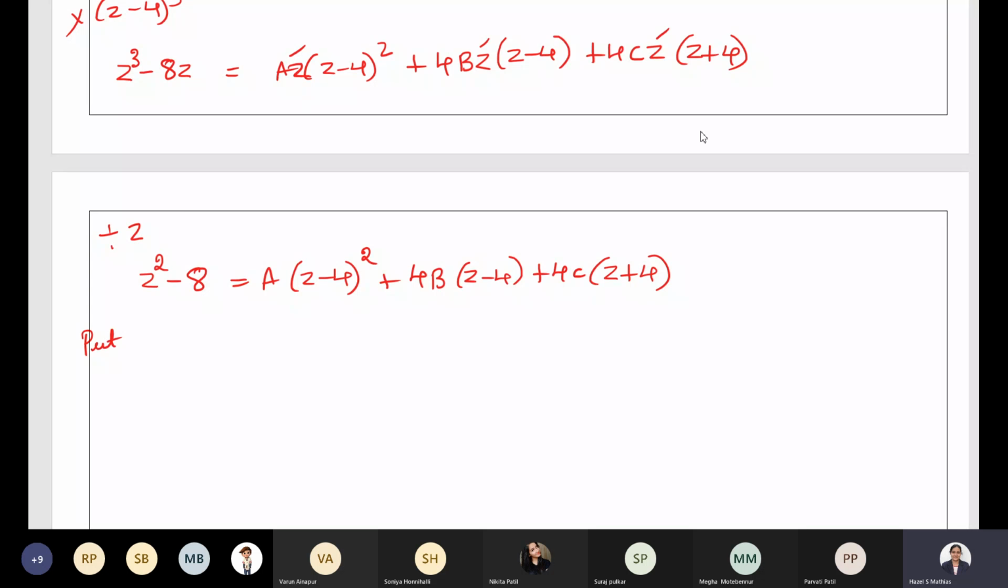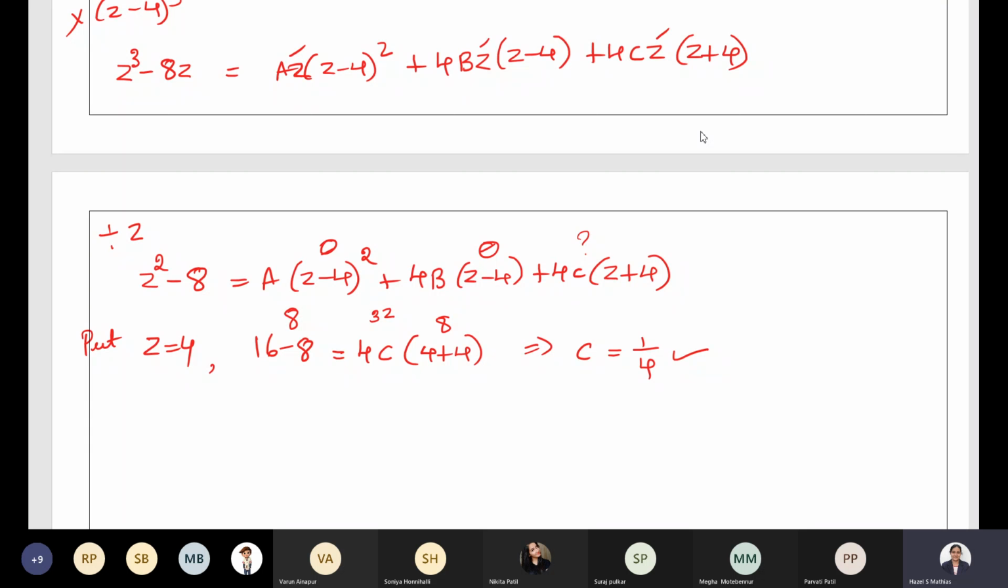So first we shall put z is equal to 4. At that time, this term and this term get cancelled. We will get the value of c. So put z equal to 4. 4 square is 16. 16 minus 8 is equal to, a will become 0, this coefficient of b also will become 0. Here c: 4c into z value, which is 4, 4 plus 4 is 8. 16 minus 8 is 8. Here 8, 8 fours are 32. So the value of c is 8 by 32, and 8 by 32 is 1 divided by 4. This is the value of c.